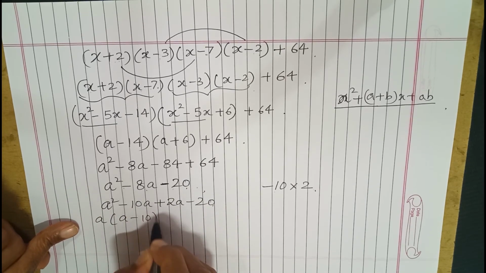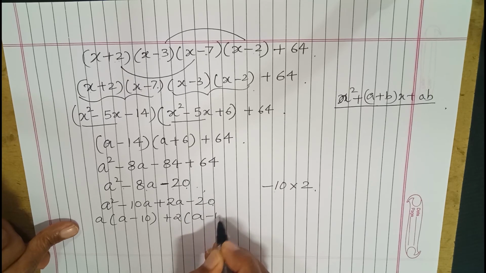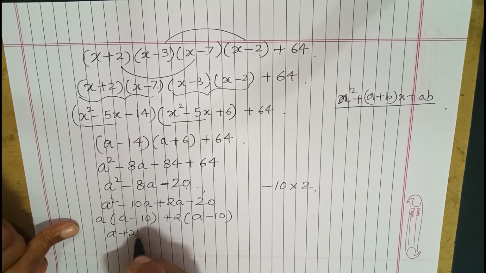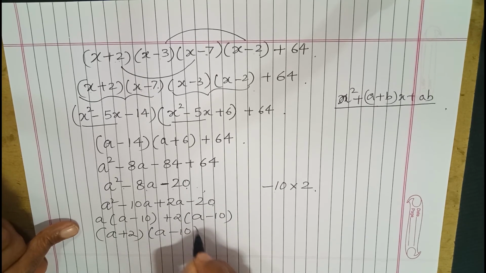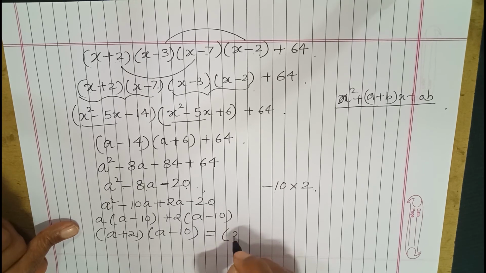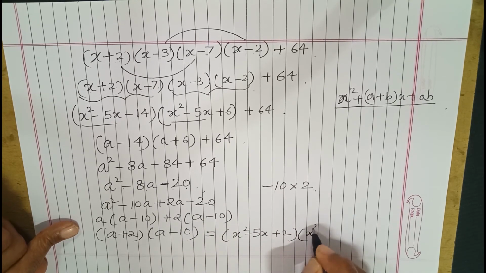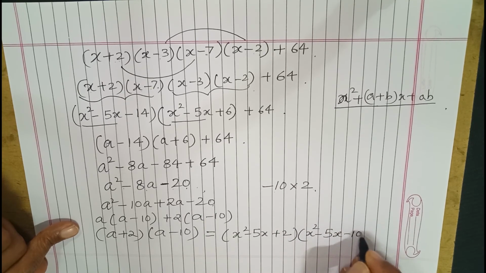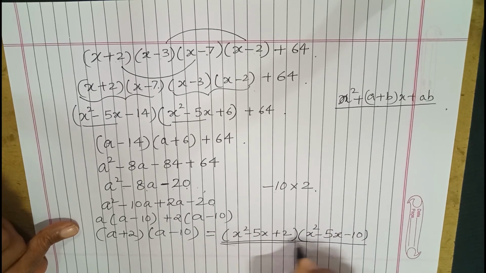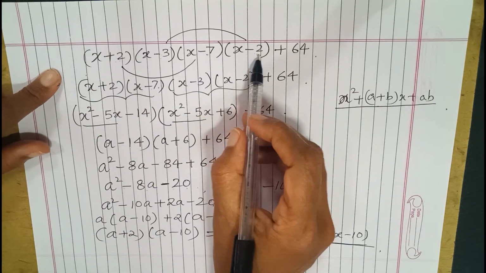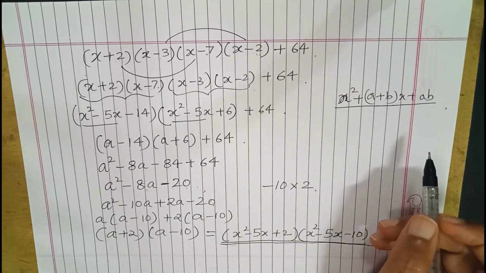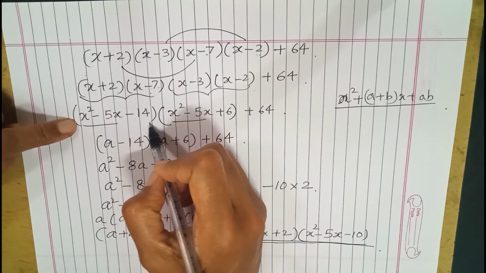Remove what we can remove common. And then once we get the two brackets, we just have to resubstitute what we had assumed. So x square minus 5x plus 2 and x square minus 5x minus 10. So this is how we factorize when there are four brackets given in the polynomial. So you select two brackets at a time to multiply.